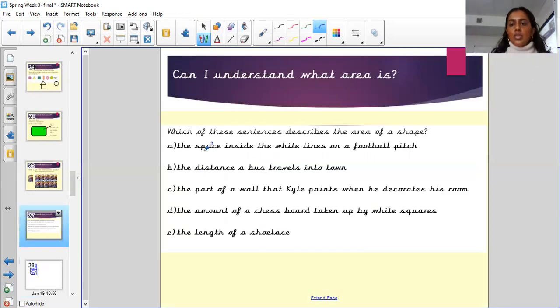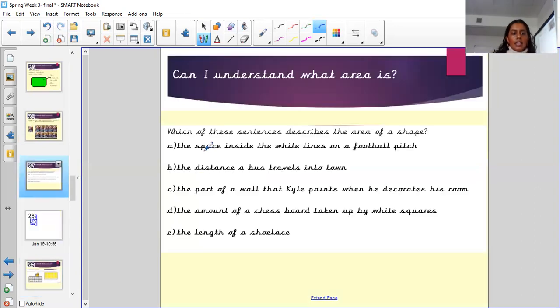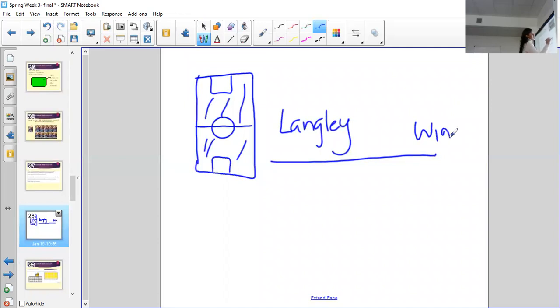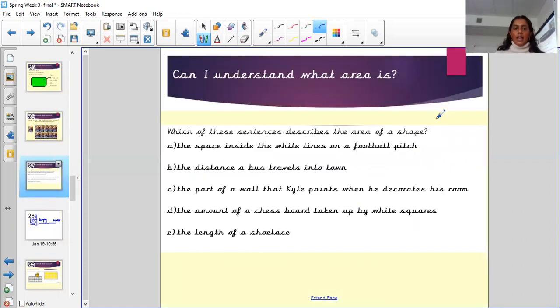The distance a bus travels into town. So let's say we start at Langley and we go to Windsor. So the distance the bus is travelling from Langley to Windsor, that is not area, that is measuring distance from one place to another, which is not the same as area. So that does not show us what area is.